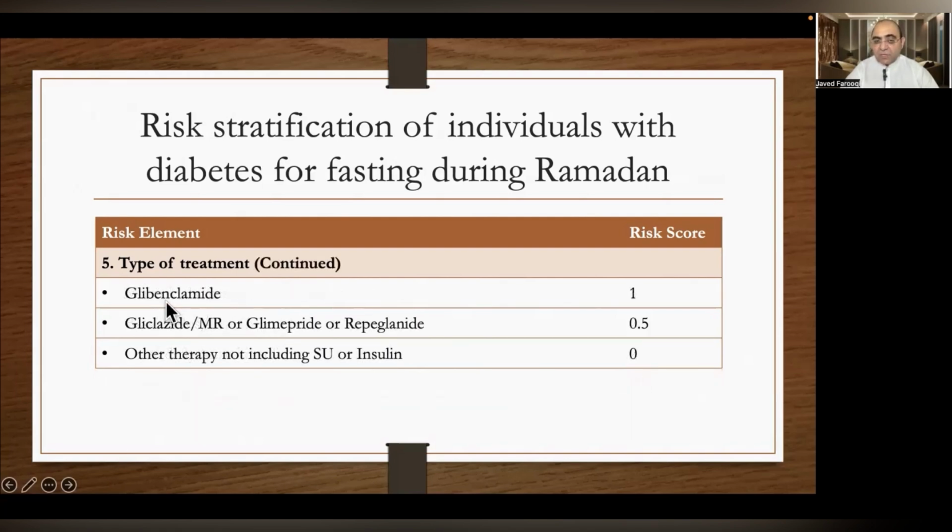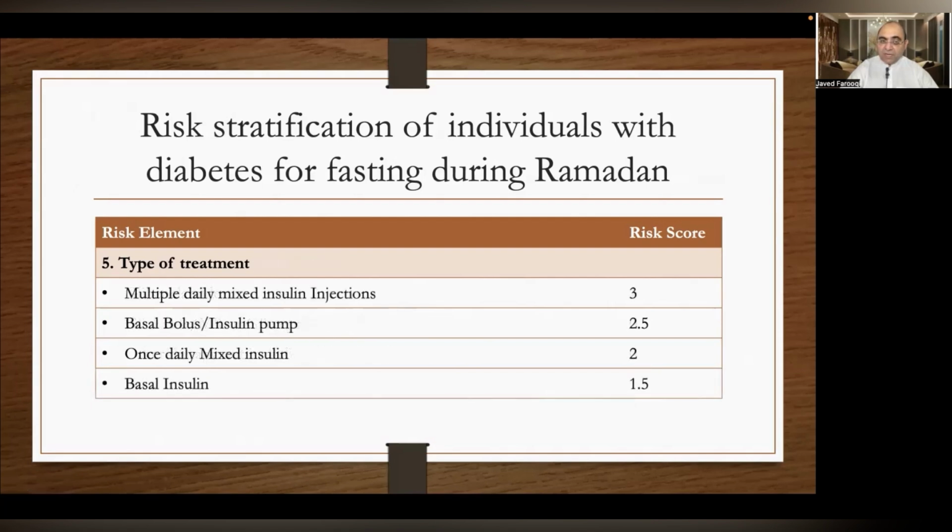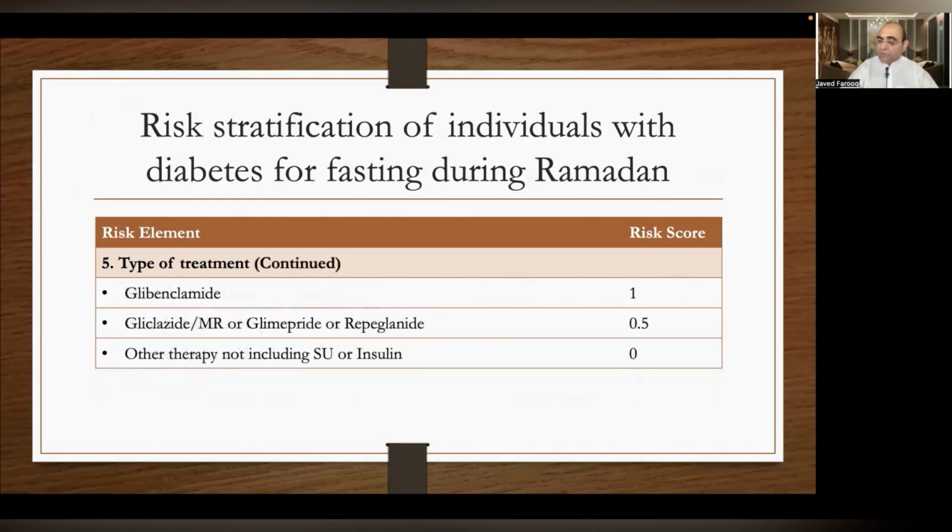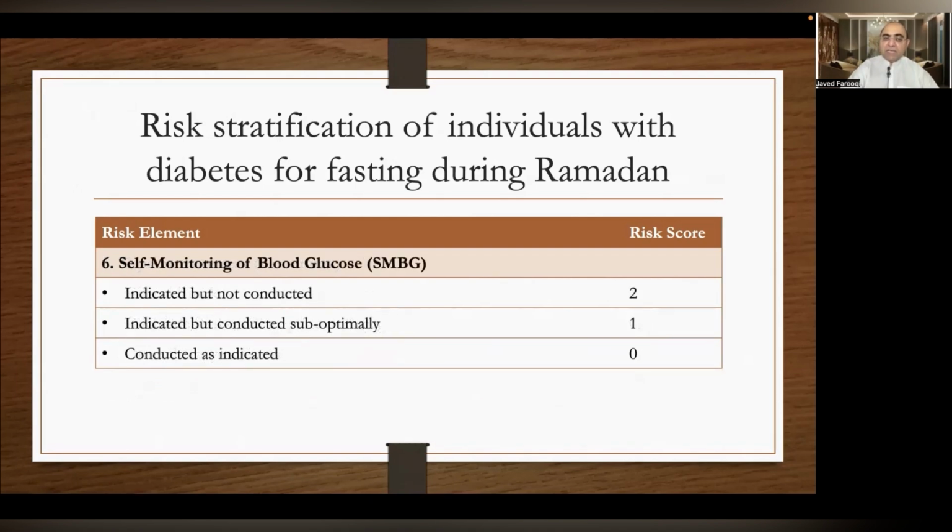Similarly, if the patient is on oral therapy and using glibenclamide, it is given 1 score. If the patient is on gliclazide or modified release, or glimepiride or repaglinide, it is given 0.5. Other therapy, not including sulfonylureas or insulin, is given 0. So for different types of insulin, different scores are given, and for different types of orals, different scores are given. Then the sixth element is self-monitoring of blood glucose.